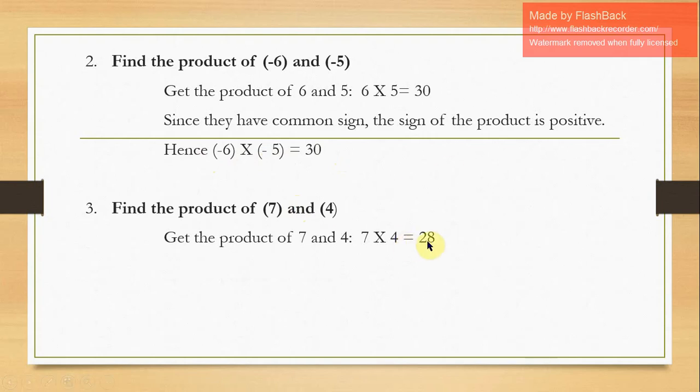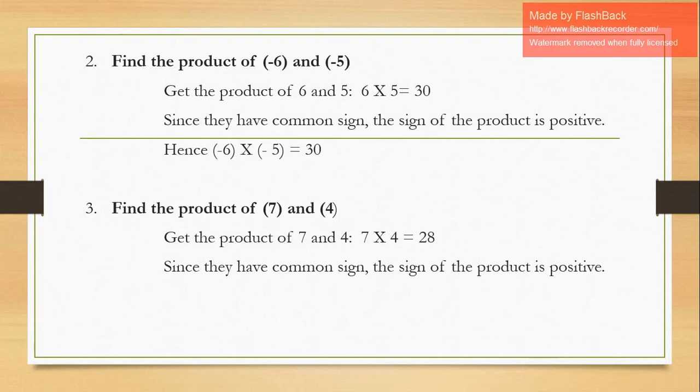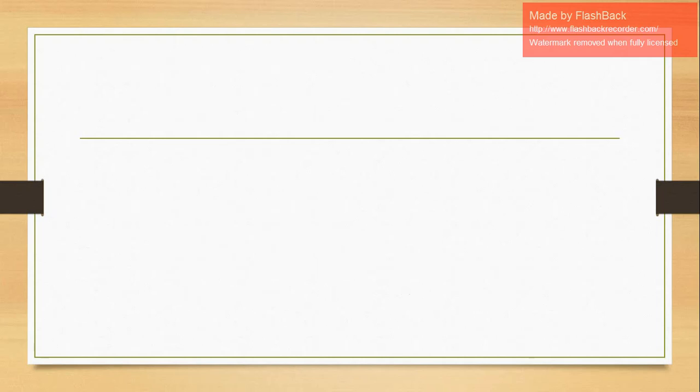Second step, look for the sign. What is the sign of 7? That is positive. What is the sign of 4? Also positive. Therefore, since they have common sign, the sign of the product is positive also. Hence, 7 times 4 is positive 28. Now, let's have another example for rule number 1.